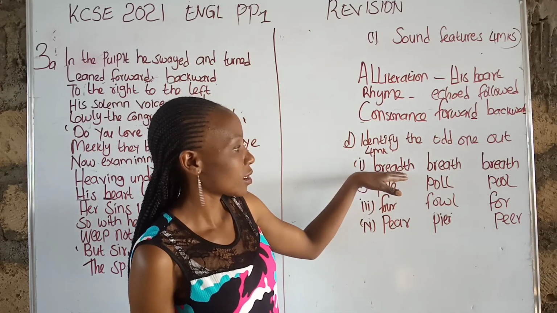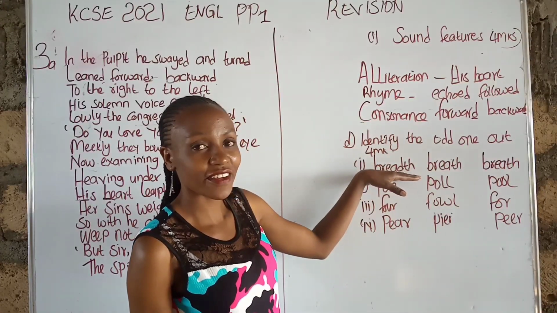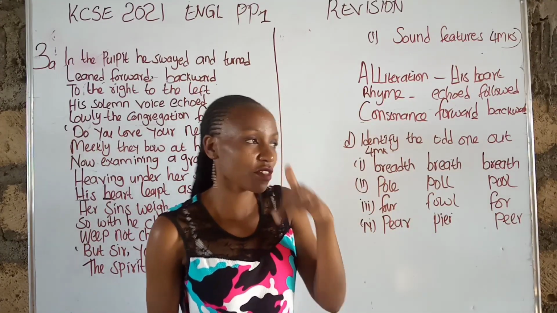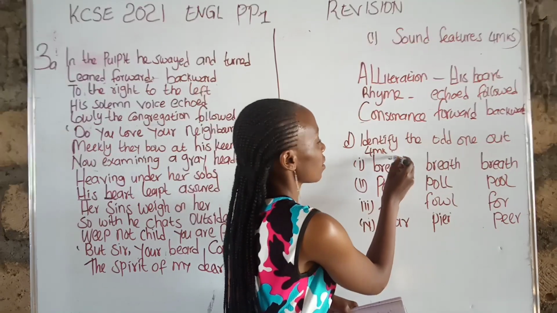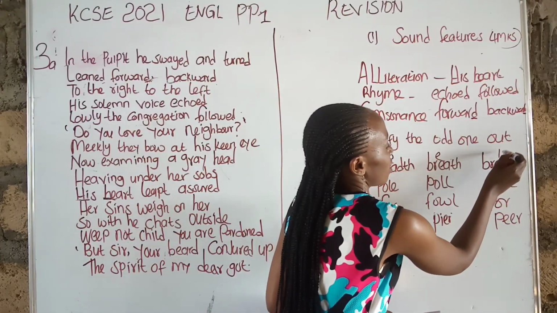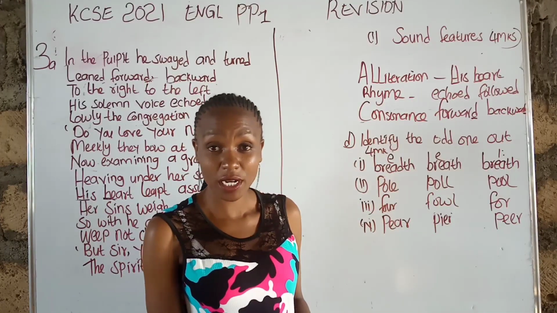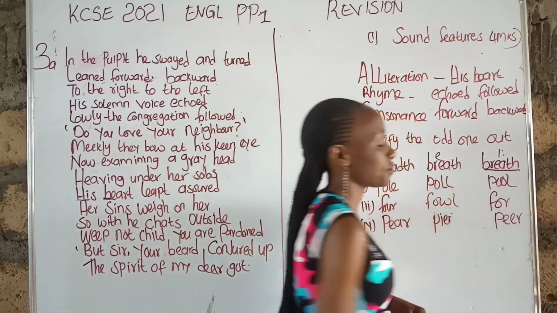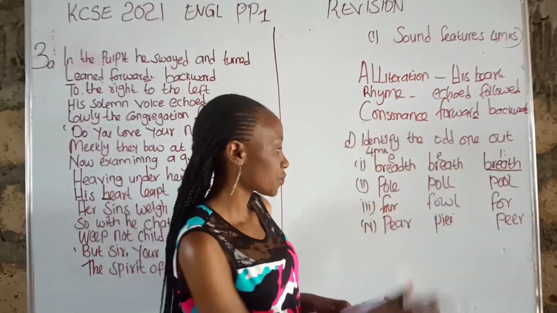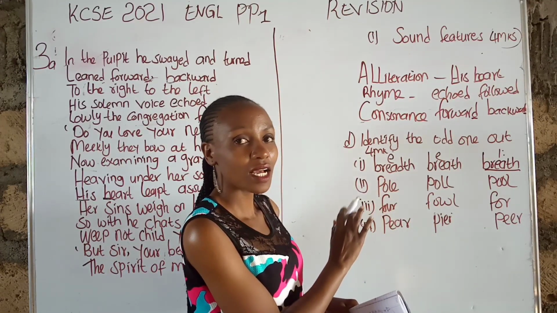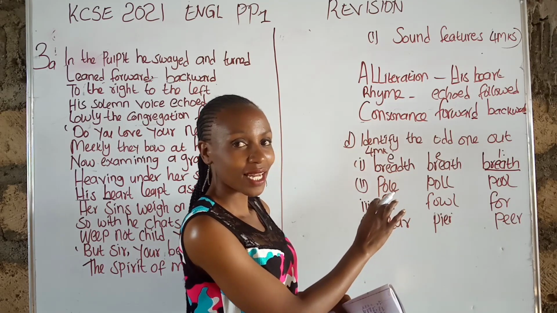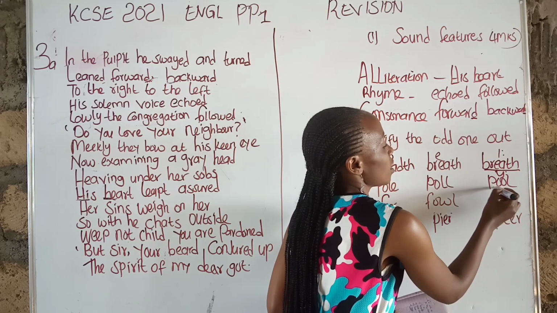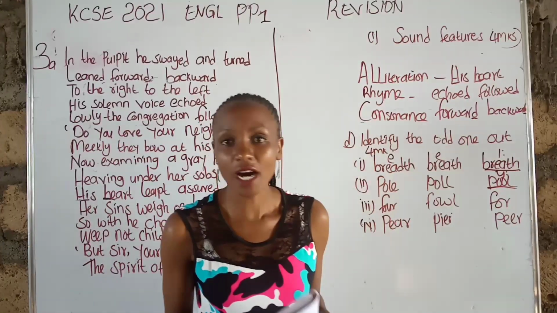Number one, breath, breath, breathe. Breathing in, breathing out. So here we have the short e and the long ee. So the odd one out is breathe. Roman 2, pull, pull, and pull. We have the oo sound. So the pull is the odd one out.